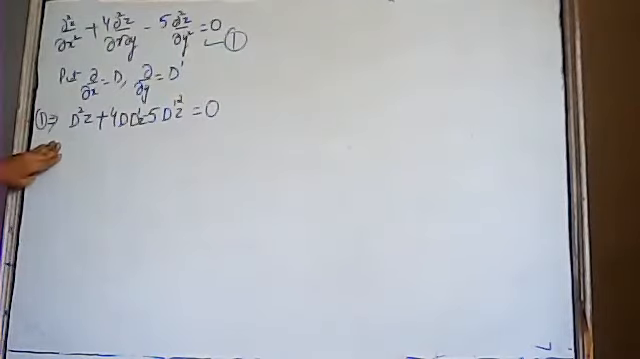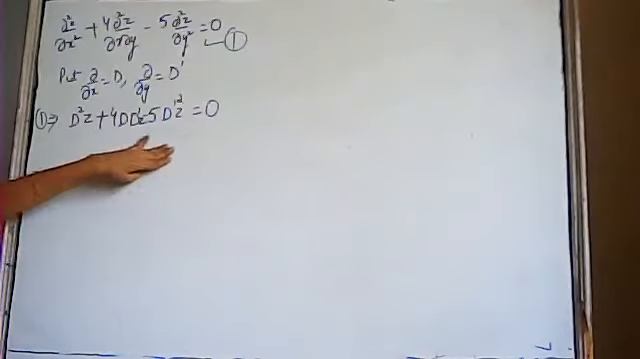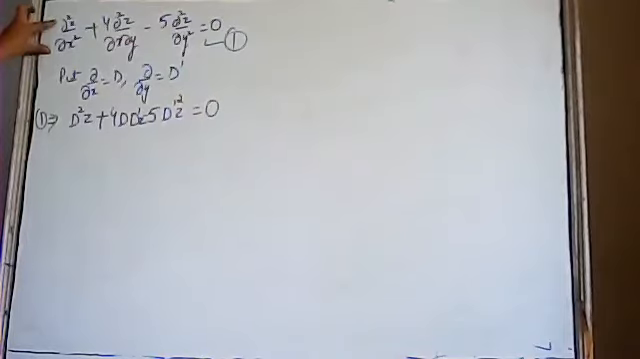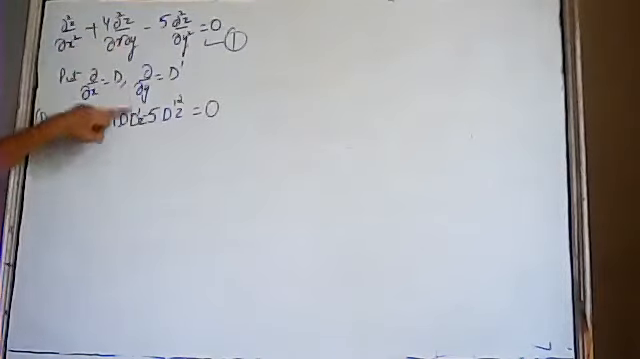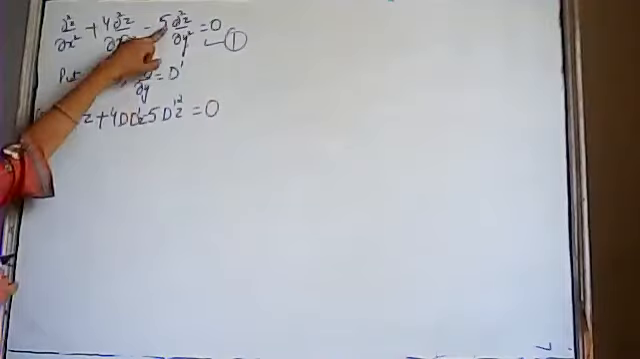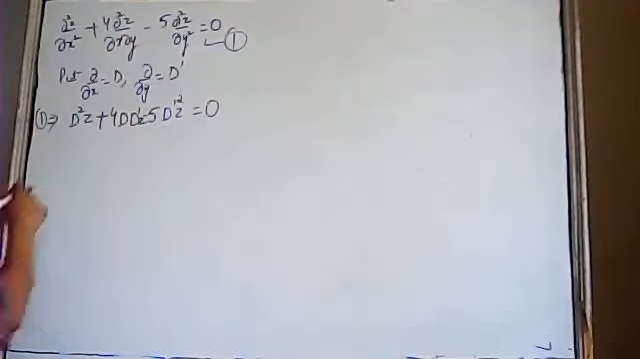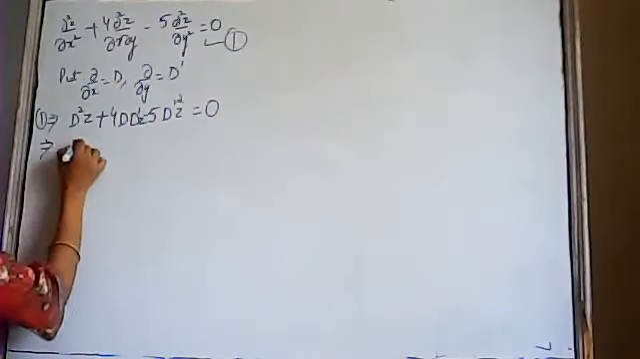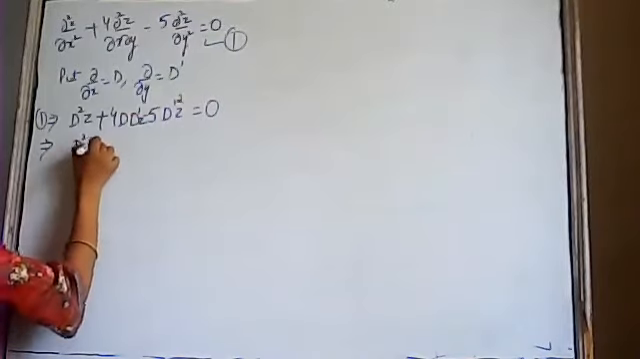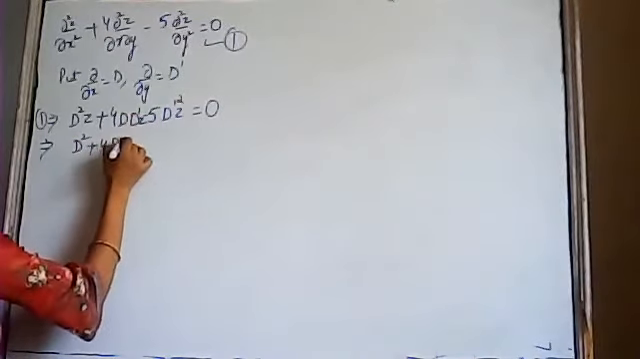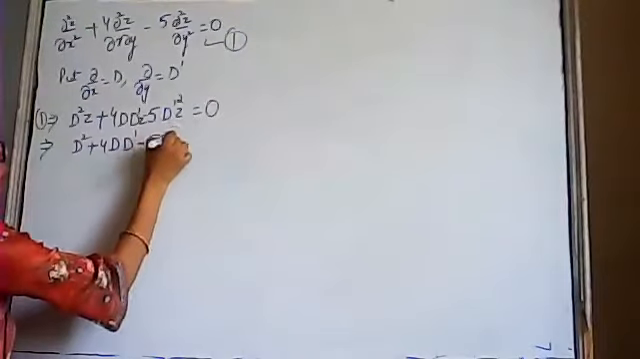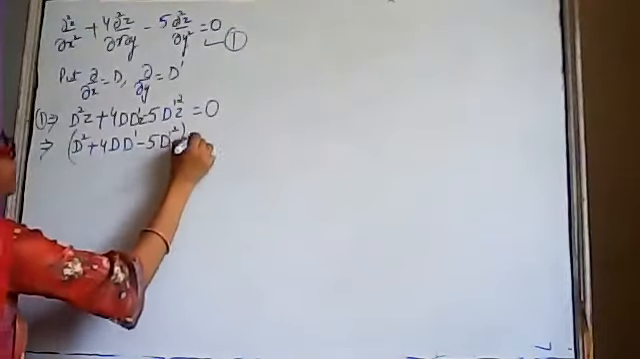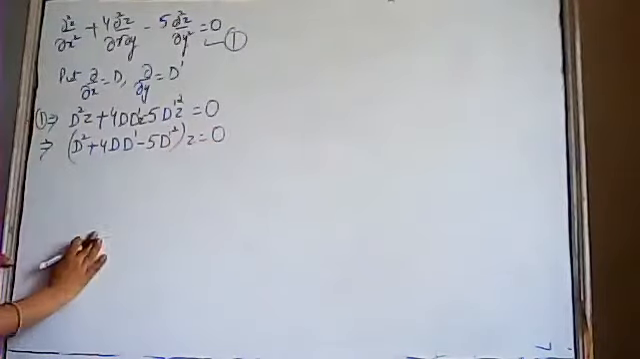Firstly, we are changing this equation into symbolic form. In place of ∂/∂x, we substitute D, and in place of ∂/∂y, we substitute D dash. Please note down the steps also. Minus 5 D dash square into z equals 0.